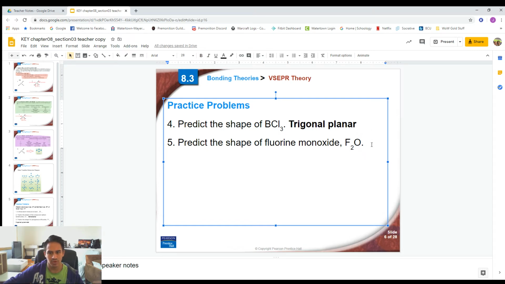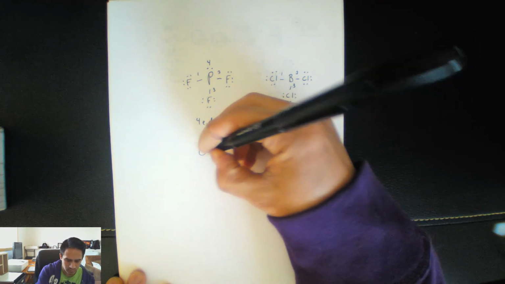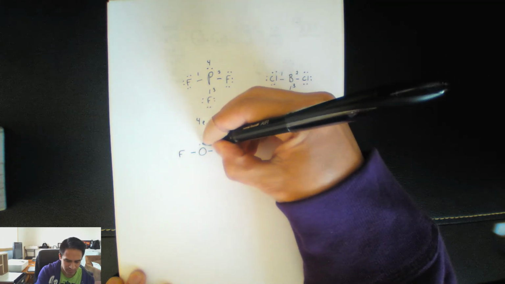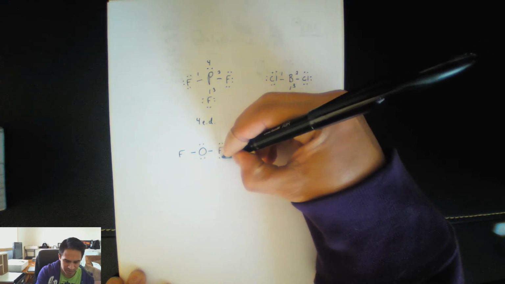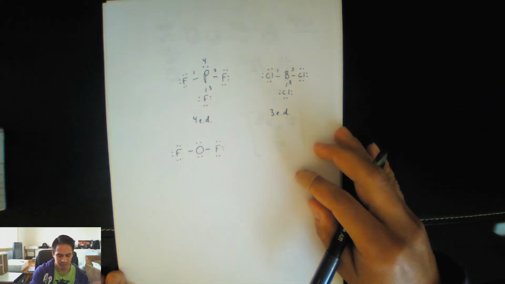Okay, and the last one here is predict the shape of fluorine monoxide. So this is F2O. So again, let's draw this out. It's going to look something like this. And on the oxygen, there will be 2 lone pairs. Again, I'm not going over how I'm drawing this out. So if you have questions on how to draw this, there's other videos for that. I'm just drawing it out. All right, so here's our shape of our molecule.